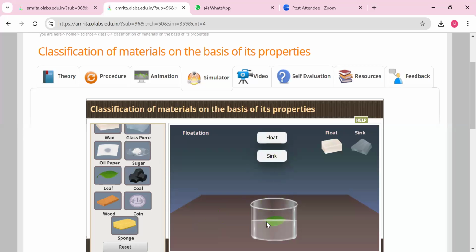And then I am choosing a leaf. I put the leaf into the beaker. Is it floating or sinking? Yes, this is floating, so this is a weightless material. Next one is coal. Is coal a weightless material or a weighted material? Yes, it is a weightless material, so it is floating on the water. Wooden material also has the weightless property, so it is also floating. Next one, coin. I am selecting that coin. Is it floating or sinking? Yes, it sinks into the water.